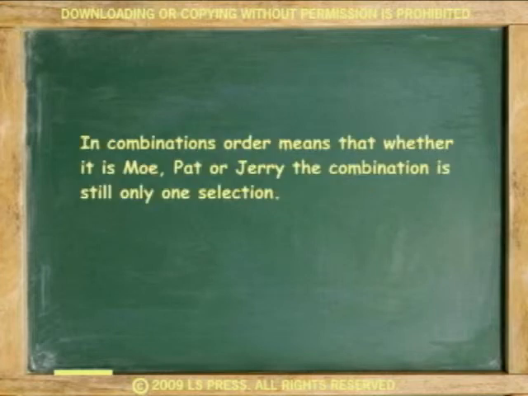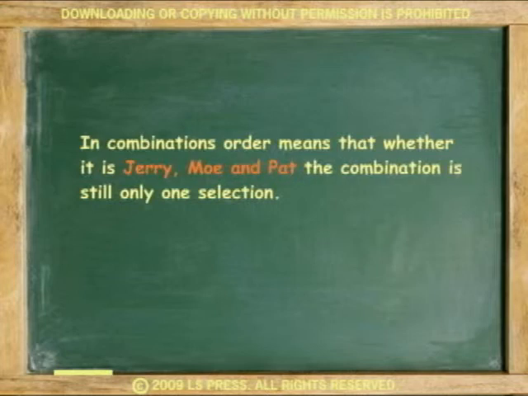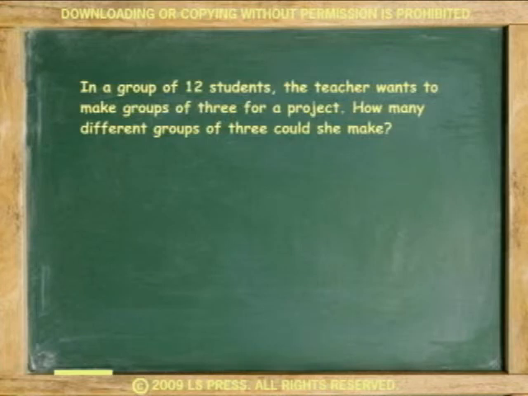By order, it is meant that when selecting, for example, 3 students for a task, the order would be Mo, Pat, and Jerry, or Jerry, Mo, and Pat, or Pat, Jerry, and Mo. For example, in a group of 12 students, the teacher wants to make groups of 3 for a project. How many different groups of 3 could she make?